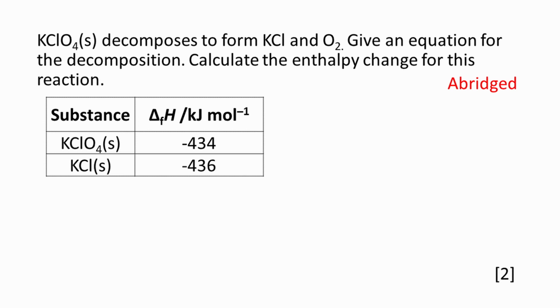Let's start off with the equation for the decomposition. KClO4 is a reactant on the left and decomposes to form KCl and oxygen. Oxygen exists as molecules of O2. To balance the equation, 1 mole of KClO4 will produce 1 mole of KCl and 2 moles of O2.